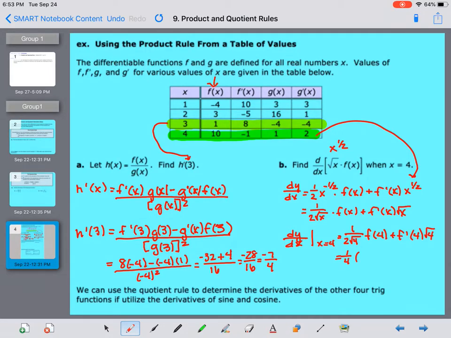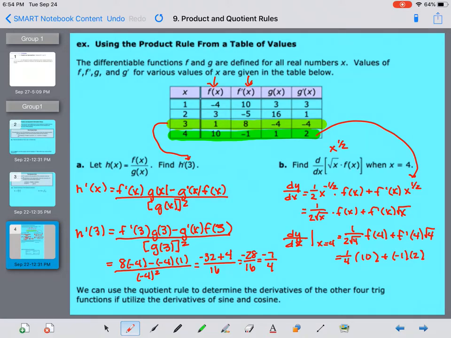I was wondering why I had so much room. Okay, so still 1/4, and then f of 4 is 10. That's exactly what I wanted. Plus f prime of 4. So now I'm looking in this column for f prime. Gives us a -1. And then times square root of 4 gives us 2.